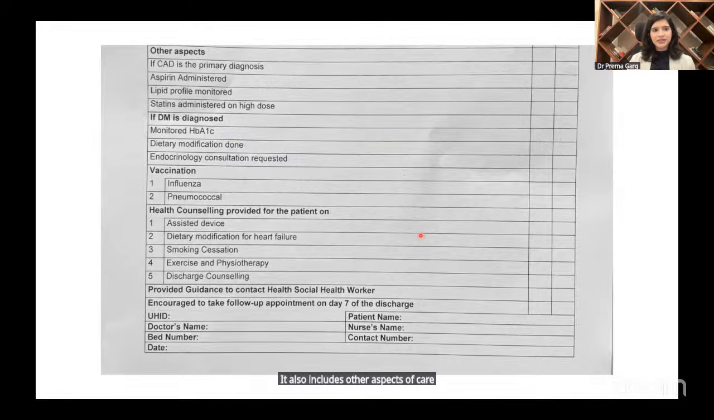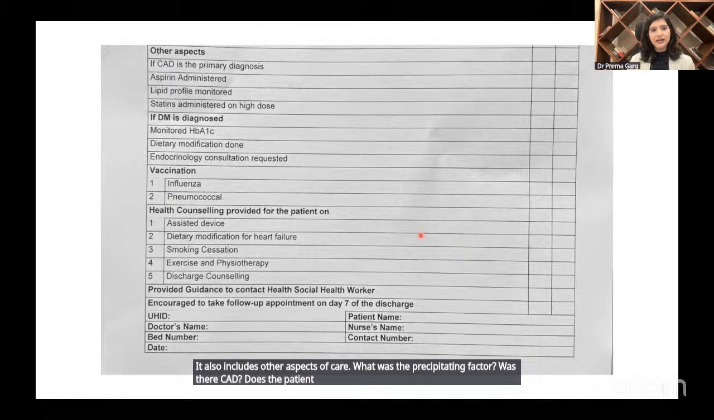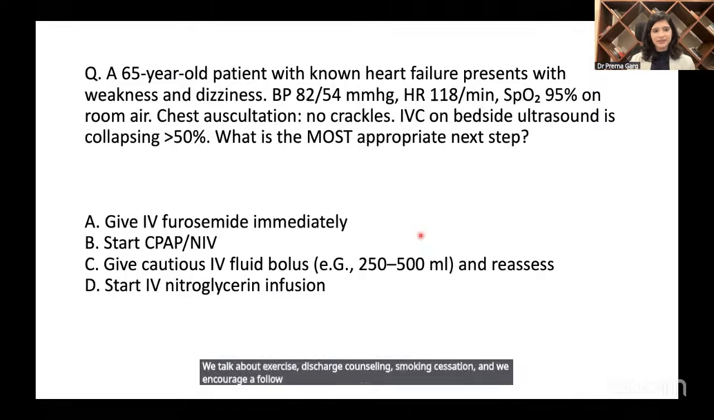What was the precipitating factor? Was there CAD? Does the patient have diabetes? Has the patient been vaccinated? And if not, then when can we plan a vaccination? Health counseling is a vital part. We talk about exercise, discharge counseling, smoking cessation, and we encourage a follow up within 7 days.